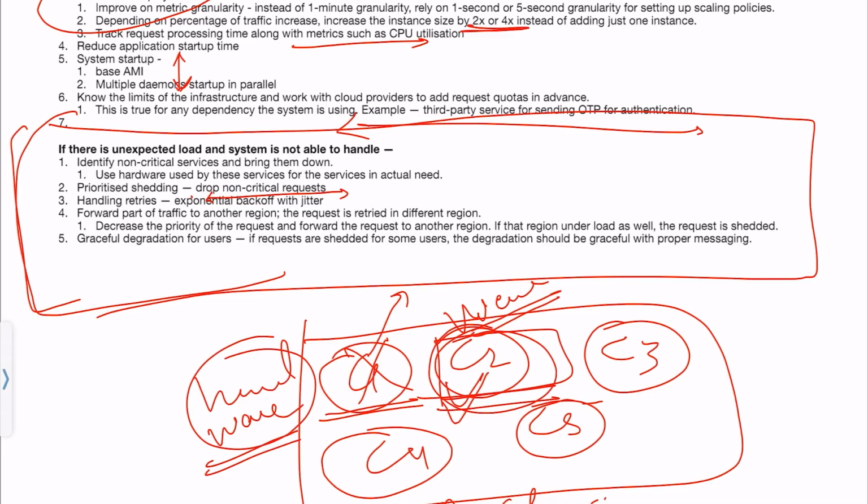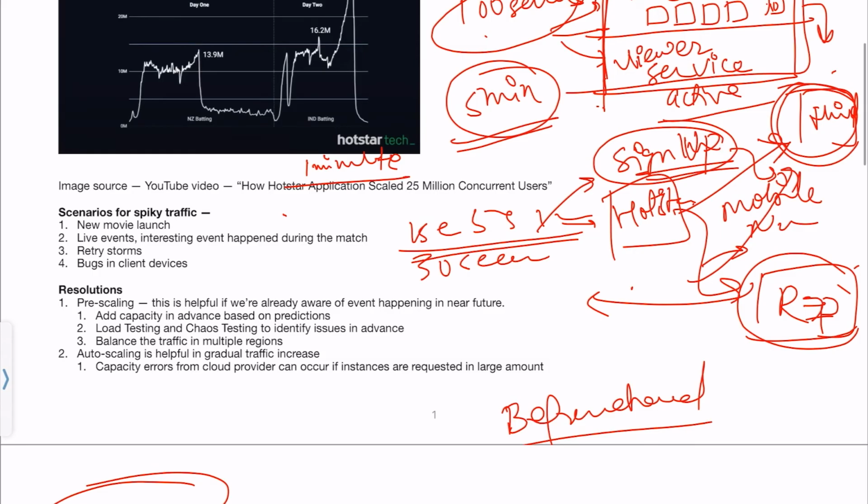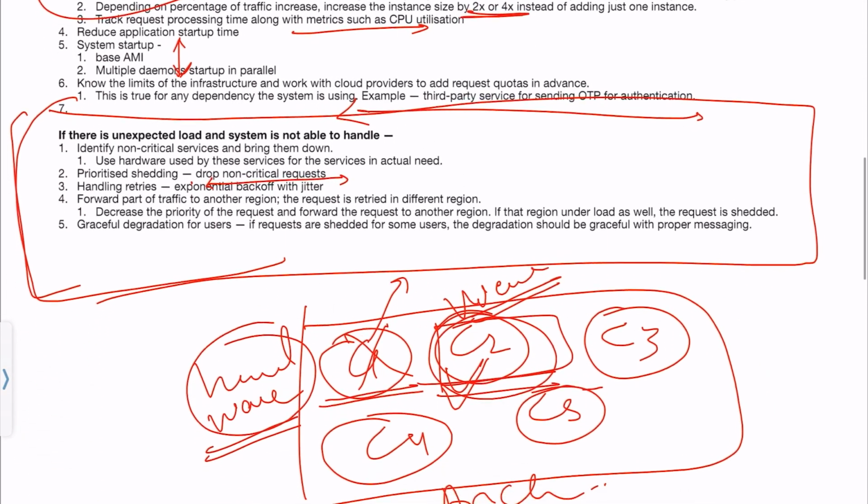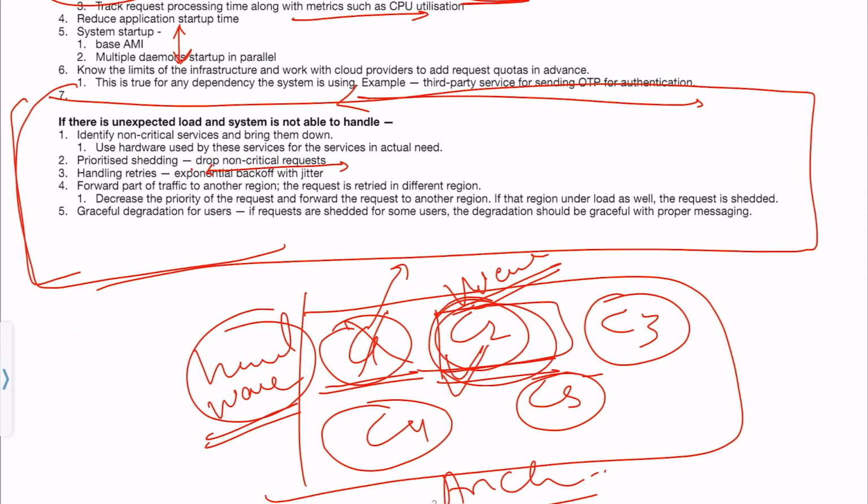Retries again. On the retries part, we discussed one architecture, right? Like M1, M2, M3 talking, and then it can increase the retries. What we want to ensure there is that on the retries there is exponential back off with jitter.